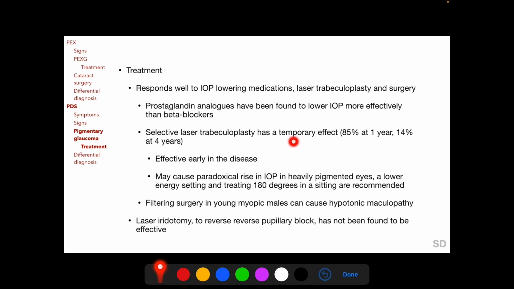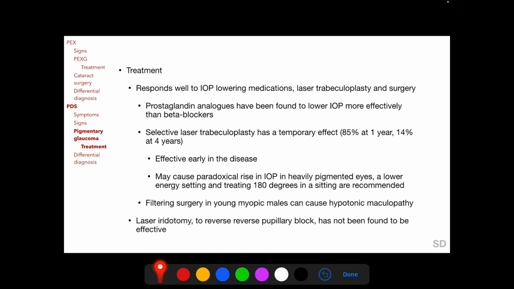And as we have mentioned, trabeculoplasty is effective only early in the disease process, but trabeculoplasty may cause paradoxical rise in intraocular pressure in eyes with heavily pigmented trabecular meshwork, so a lower energy setting and treating only 180 degrees per sitting is recommended when performing laser trabeculoplasty in eyes with pigmentary glaucoma. And filtering surgery such as trabeculectomy in young myopic male patients can cause hypotonic maculopathy.